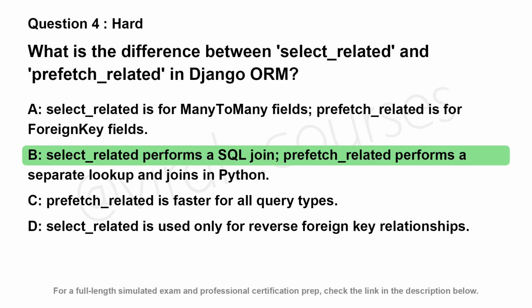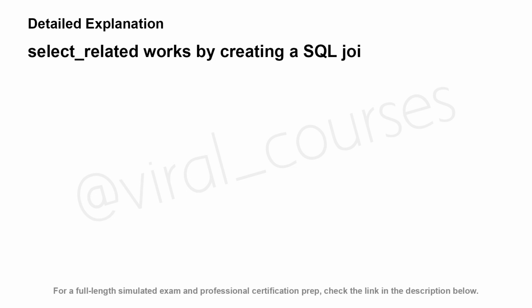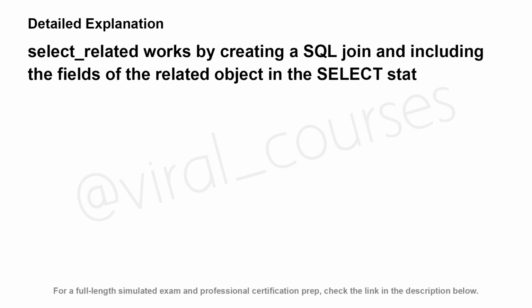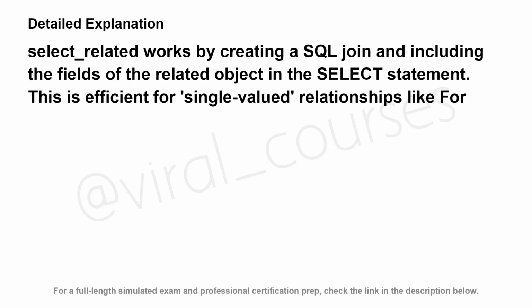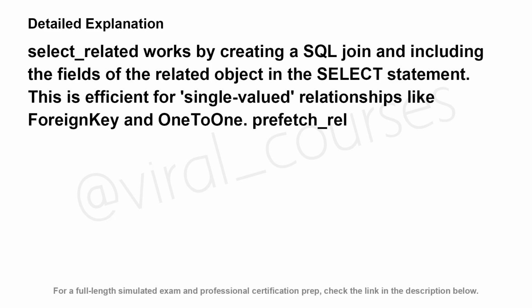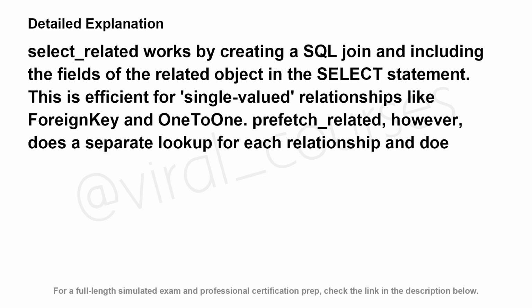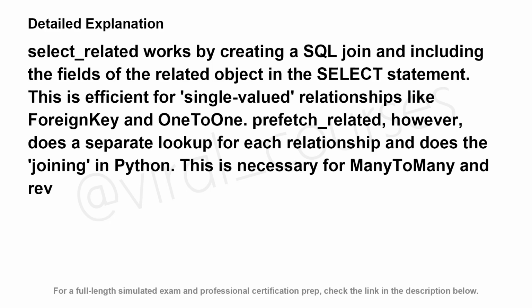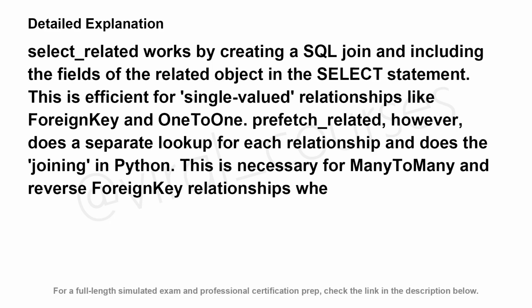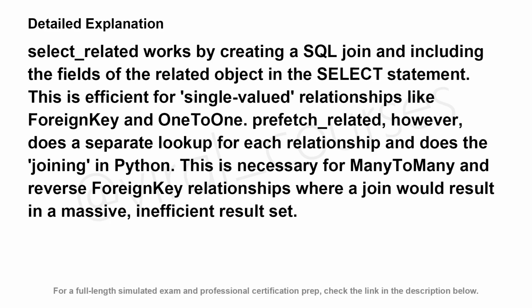The correct answer is B. Select_related works by creating a SQL join and including the fields of the related object in the select statement. This is efficient for single-valued relationships like foreign key and one-to-one. Prefetch_related, however, does a separate lookup for each relationship and does the joining in Python. This is necessary for many-to-many and reverse foreign key relationships where a join would result in a massive, inefficient result set.